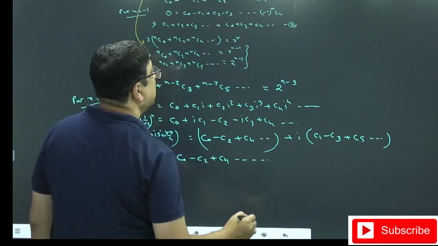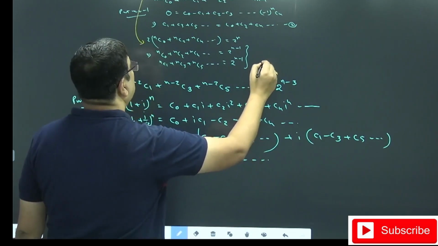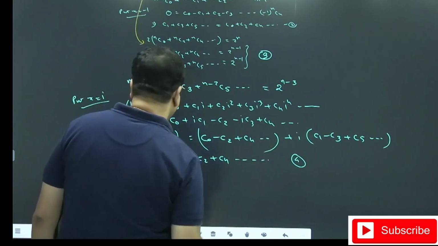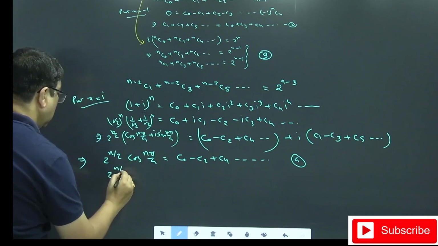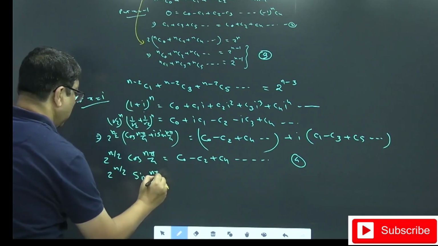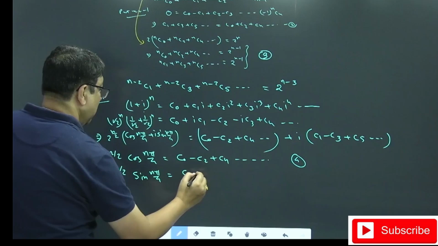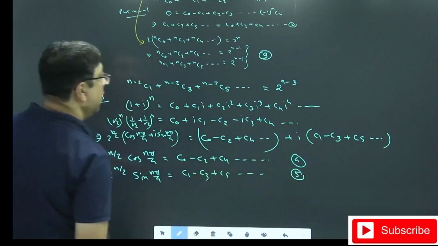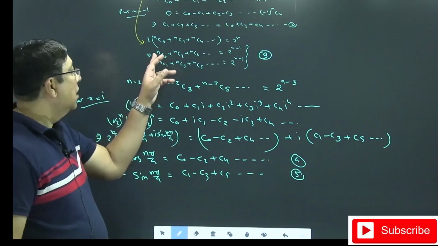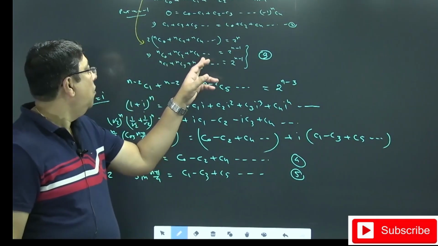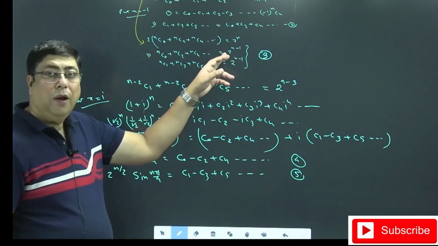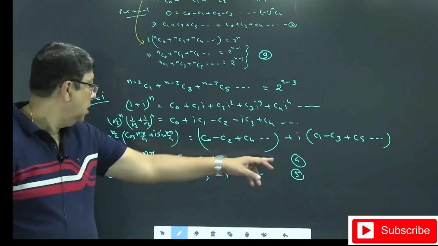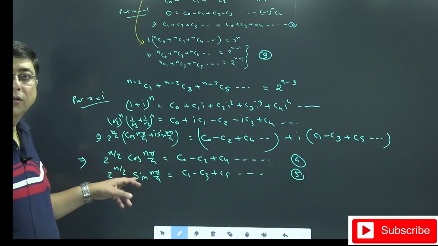Continuation, let us give it the name. This formula is formula number 3, this formula is formula number 4, and 2 to the power n by 2 sin n pi by 4 equal to C1 minus C3 plus C5. So this is 5. And now we can see one thing, that C0 plus C2 plus C4 continuation equal to 2 to the power n minus 1, and C0 minus C2 plus C4 continuation equal to 2 to the power n by 2 cos n pi by 4.